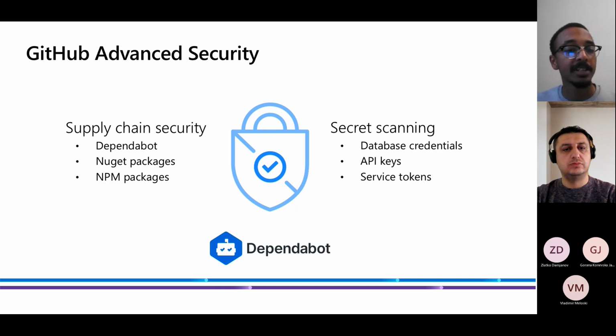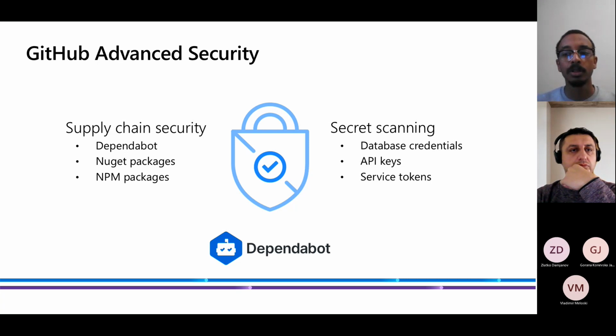Finally, we're going to have a look at GitHub Advanced Security and what that means, specifically supply chain security and secret scanning features that it provides. Supply chain security is a way to make sure that all the things that make up your end product, all the libraries, all the dependencies, are all secure.